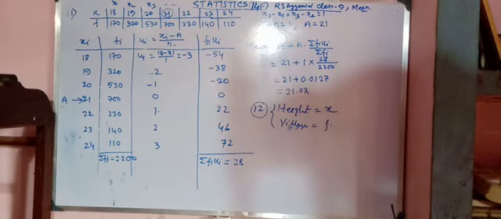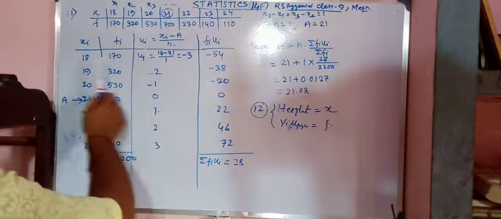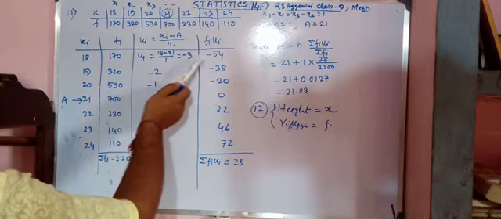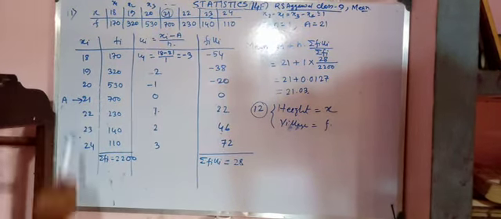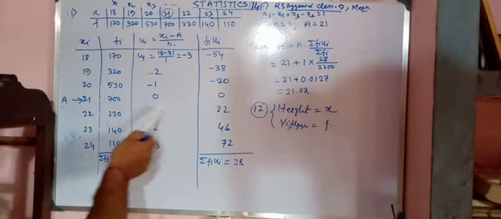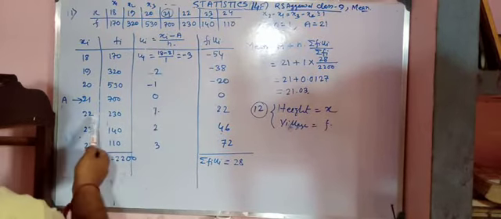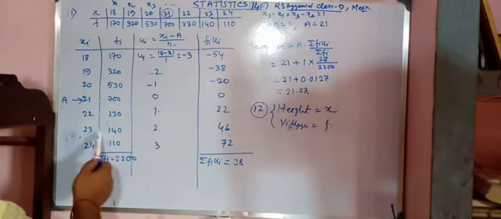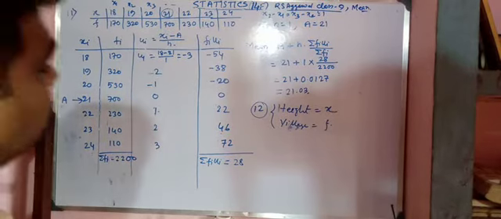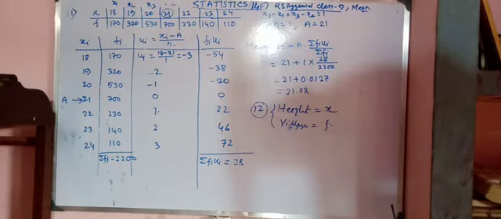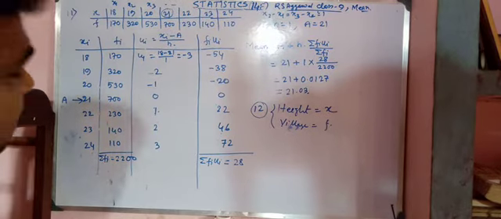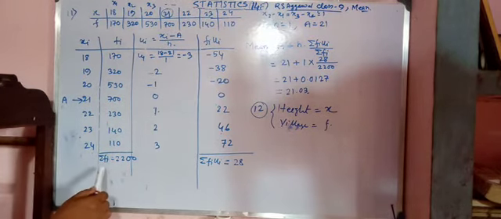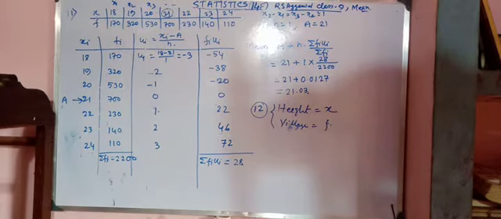So now we are finding fiui. This multiplied by this. Minus 54. This multiplied by this is equal to minus 38. This multiplication with this, minus 20. This multiplication with this, 0. This 22. Next 46. Next 72. So if we add all those things, summation of fiui comes 28. And if we add this, we are getting summation of fi is equal to 2200.